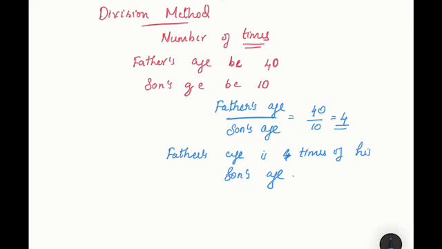So comparison by division means you have to divide the quantities and compare them. Comparison by subtraction means you need to subtract the quantities and compare them. Hope it's clear to all of you.